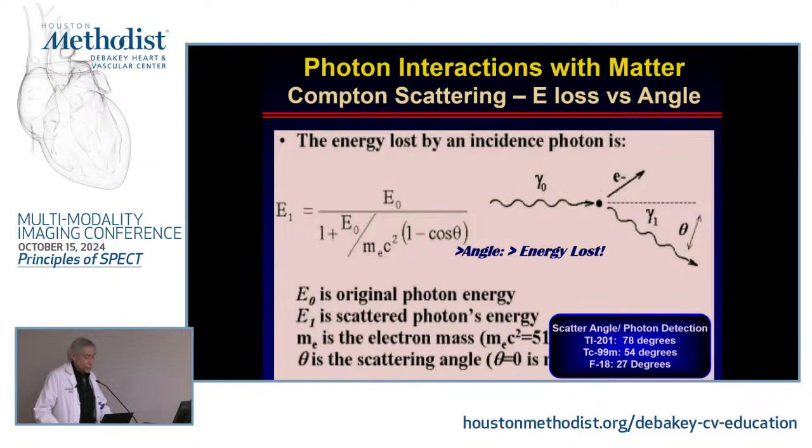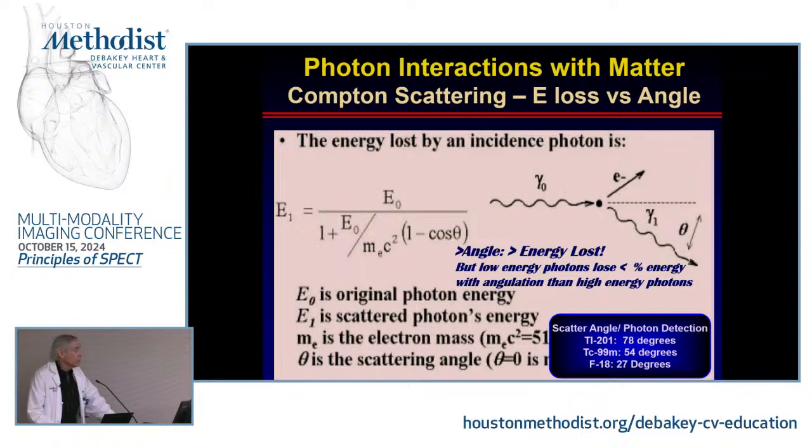And it turns out that the greater the scatter angle, the greater energy that is lost. And to a certain degree, that's to our advantage, because particles that have wide angulations of scatter are particles we do not want to image, because they will degrade your spatial resolution.